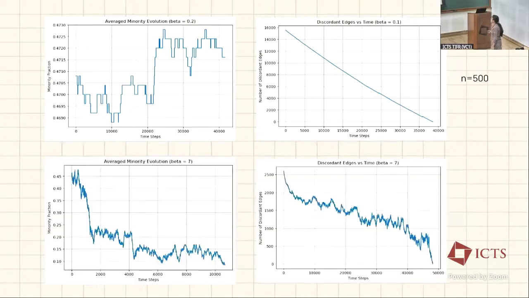This is also for beta equal to 7, which is quite a large value of beta. And we are getting the minority fraction going down, almost near 0.10, which is quite less than this. And we are getting discordant edges reaching 0 with some large time step. And this is for beta equal to 7.